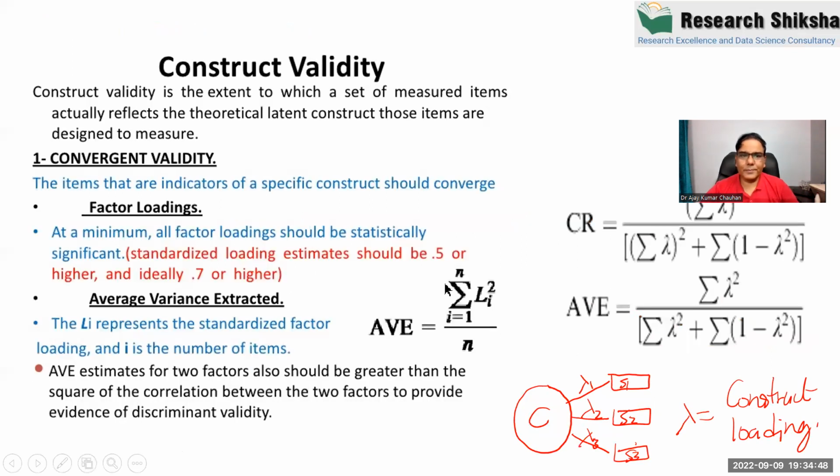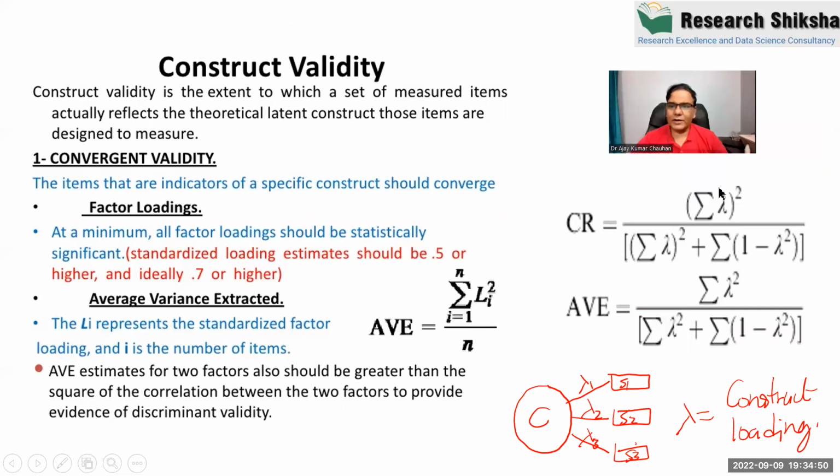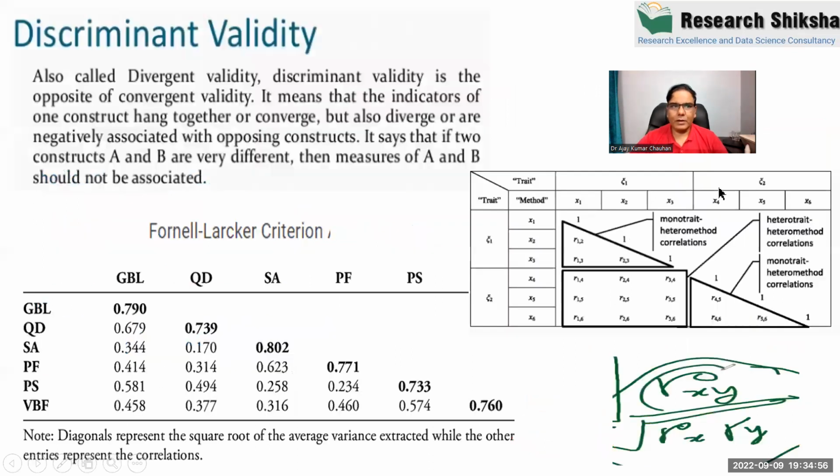So we measure the discriminant validity by two measures. So these are the formulas for CR and AVE. Now, just see this table. This is known as Fornell-Larcker criteria. So Fornell-Larcker criteria is almost compulsory to report in the thesis and the paper. If you see any paper of SEM, you will find this table. So this table is known as Fornell-Larcker criteria. We just have to understand this table.